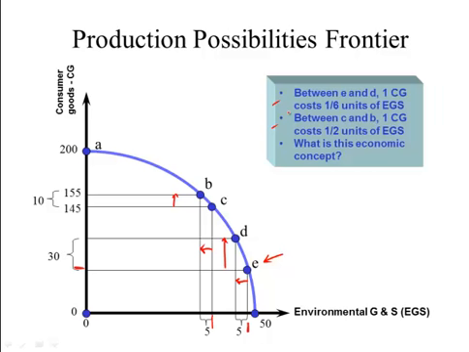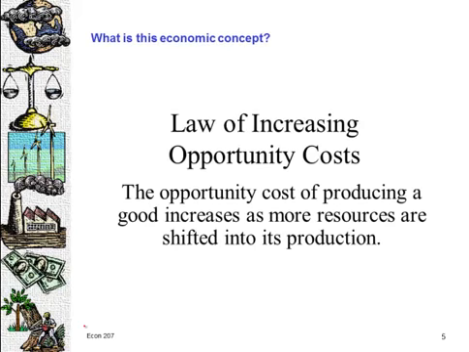We could do this same thing, of course, in the other direction, and talk about increasing environmental goods and services. And of course, if we did that, we'd have to decrease consumer goods. We can talk about the increase in cost going in the other direction. So this concept is called the law of increasing opportunity cost. The opportunity cost of producing a good increases as more resources are shifted into its production.